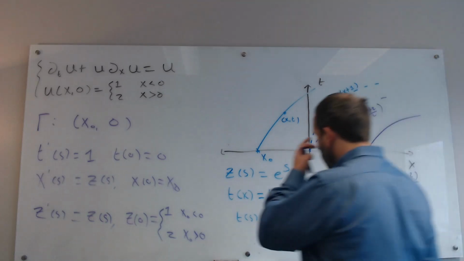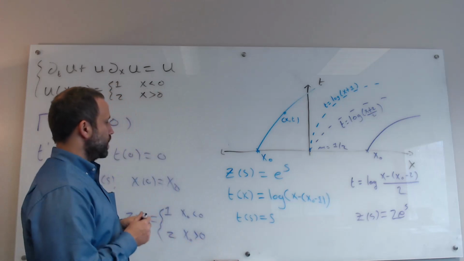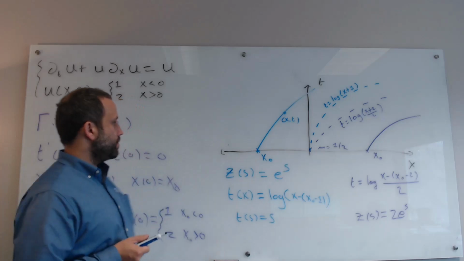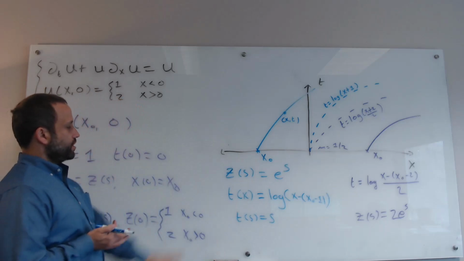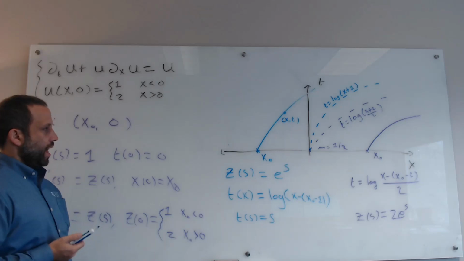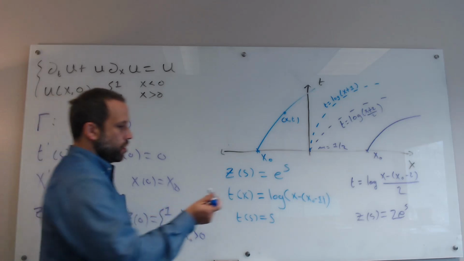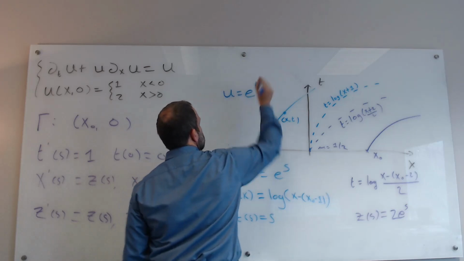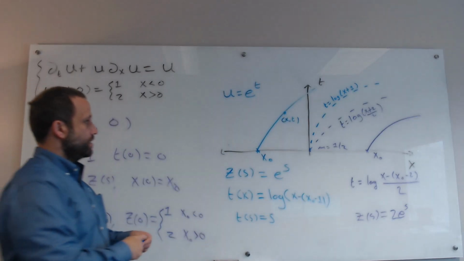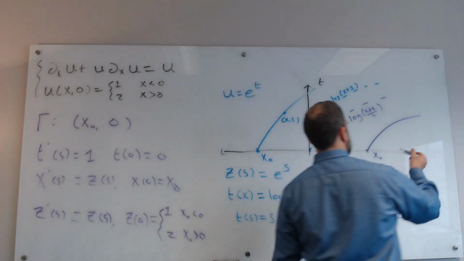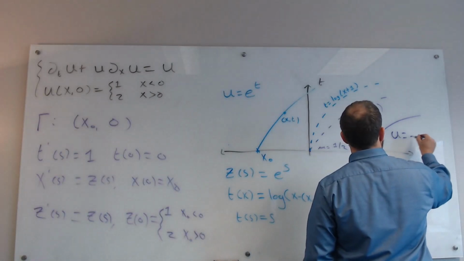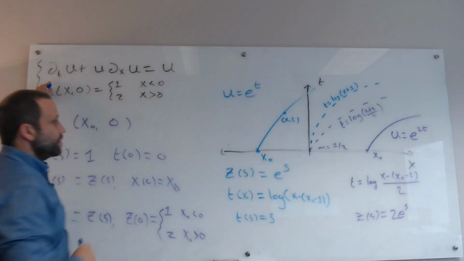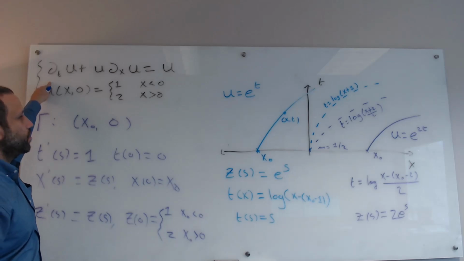For this point here, it lies on this characteristic, it's going to be z of s is equal to e to the s, but notice it doesn't depend on the x naught value, it's just e to the s right here. And s is equal to t. So u is equal to e to the t over here. And similarly, we have u equals e to the 2t over here. Kind of weird, but let's see if it's going to satisfy this differential equation.